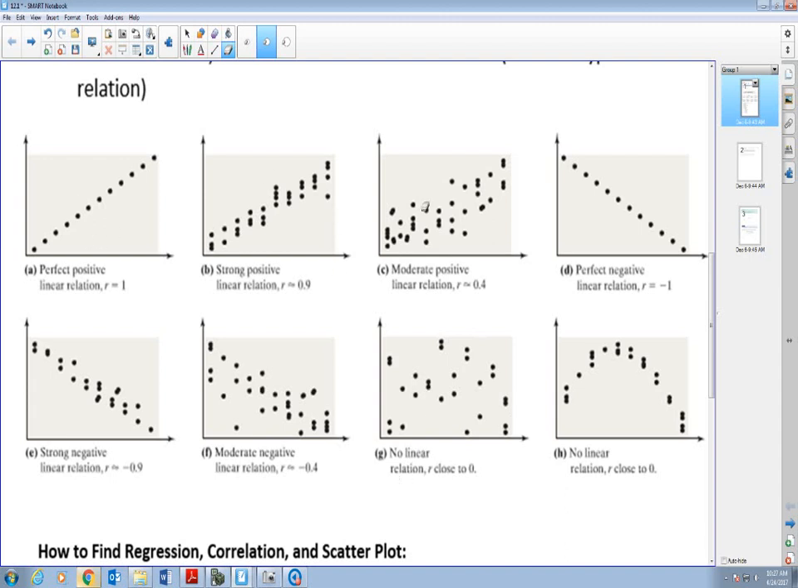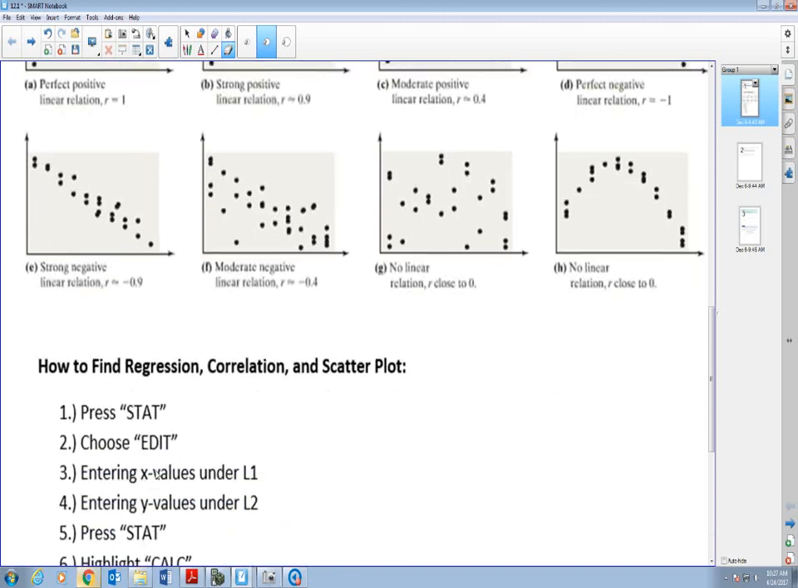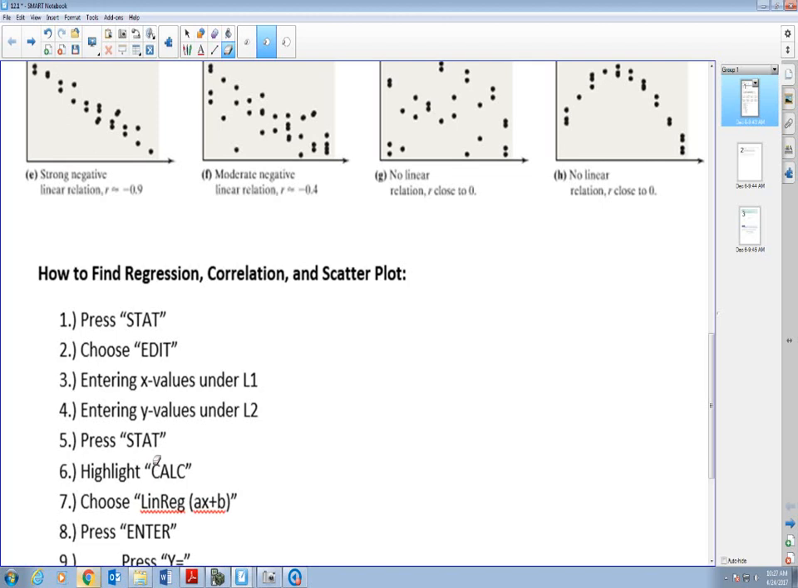These pictures are what we call the scatter plot. These points are data entries. If the data entries appear to be linear, that means I have a strong linear relation.